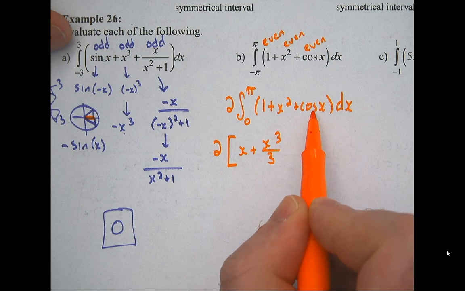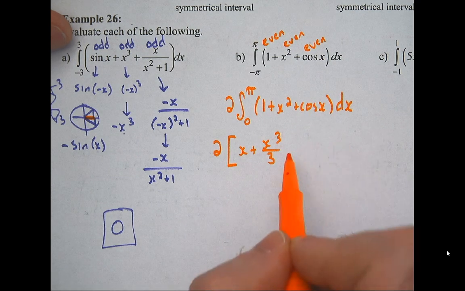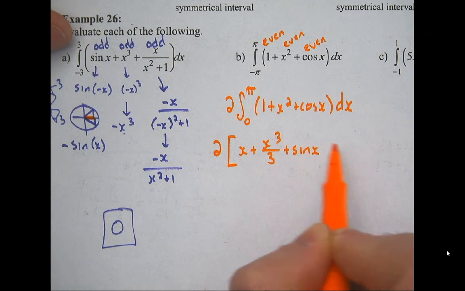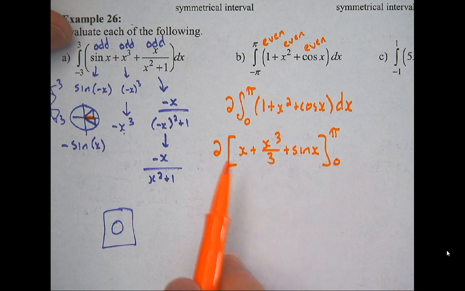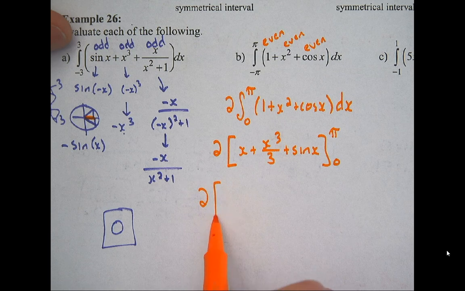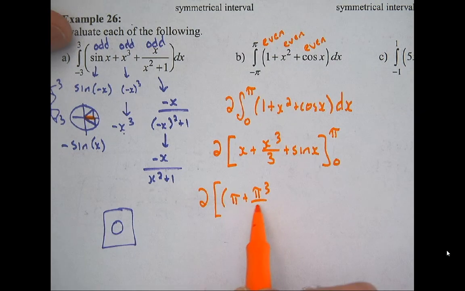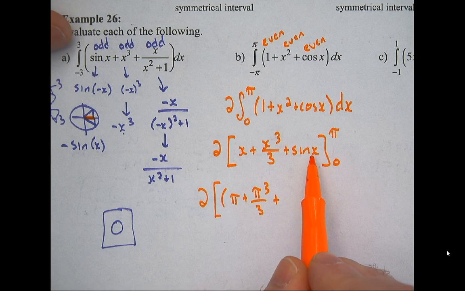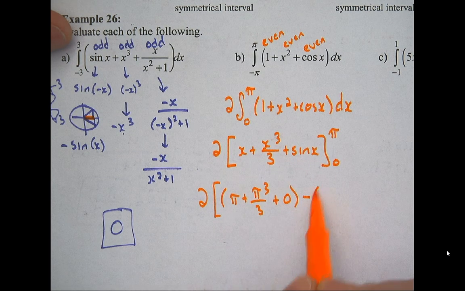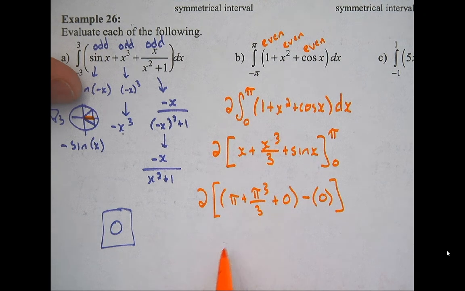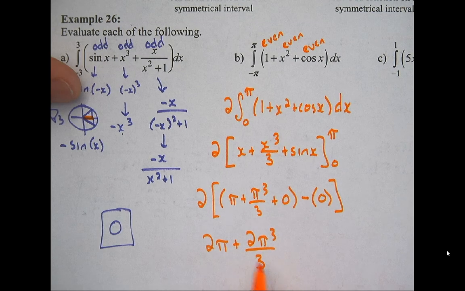X plus x cubed over 3. Okay, the integral of cosine: sine's derivative is cosine, so that's just sine. That's nice, no negatives. From 0 to pi. Now I can start to plug and chug, so this is going to be 2 times, I have to put pi in there first, so that's pi plus pi cubed over 3 plus sine of pi. What's sine of pi? It's 0. Minus, put in 0. What's sine of 0? 0. So this actually wasn't too bad. So 2 pi plus 2 pi cubed over 3.